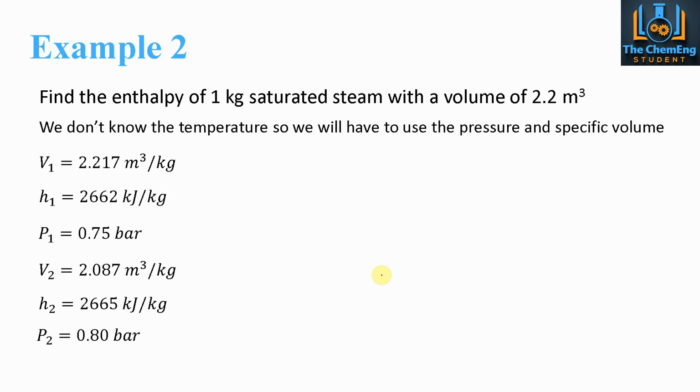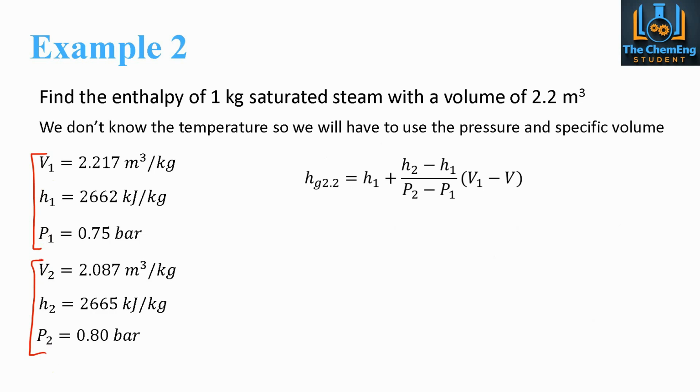Now we don't know what the temperature is. So like in the general formula, we don't actually know what this temperature is, so we have to use the pressures and the specific volumes. First things first, we will make a note of all the information that we have. We'll just summarise it. We have the pressure, the enthalpy and the volume for 0.1. We have the volume, the pressure and the enthalpy of 0.2. Here we want to know what the enthalpy is for 1 kilogram of saturated steam, so Hg, at 2.2 meters cubed. So this is what the 2.2 means.